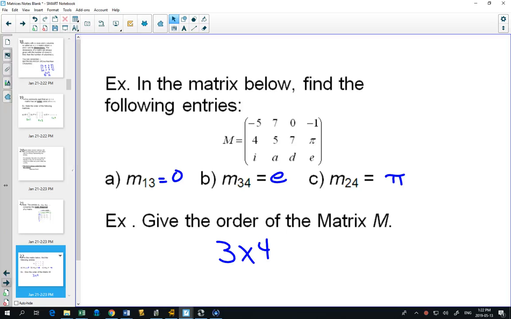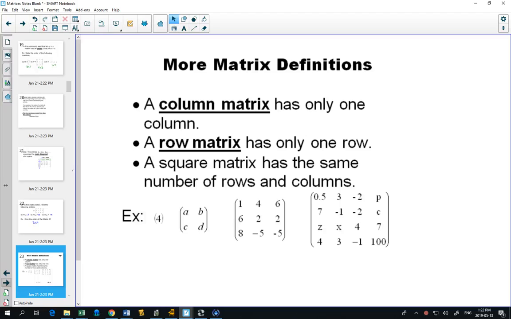Continuing on with some more definitions. We have special matrices. One of them is called a column matrix. It has 1 column. A row matrix. It has 1 row. A square matrix. If you have the same number of rows and columns, your numbers make a square. And so we call this a square matrix.